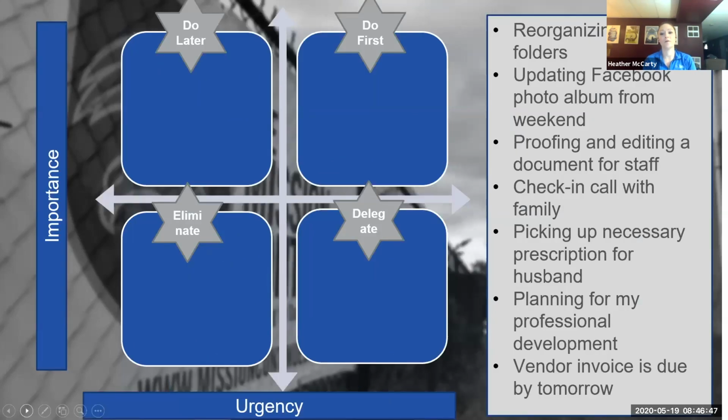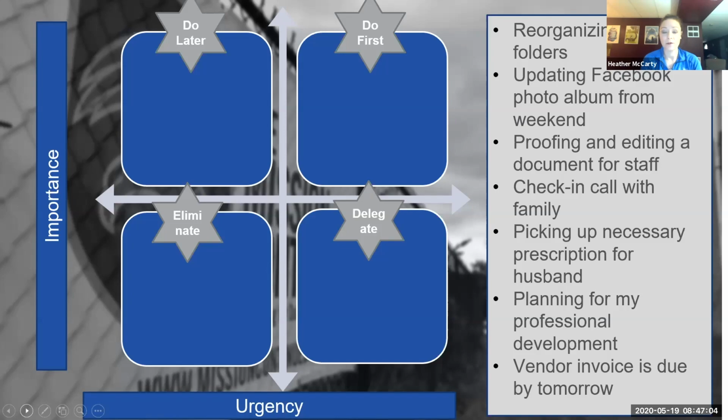What you can see here on the right-hand side is my to-do list. So I have a list of things that I've written down that I know are on my mind or that I've decided need to get done. And then on the left-hand side, you can see I have the importance urgency matrix.